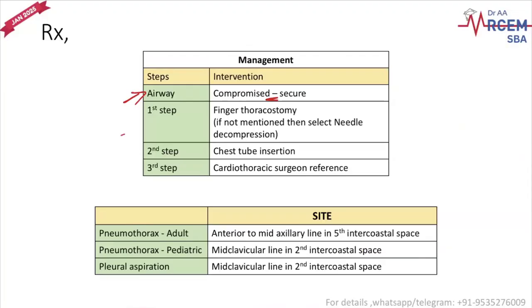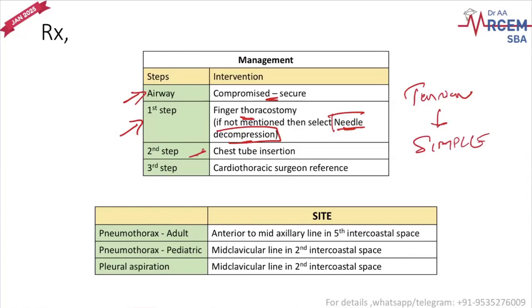In the breathing, the first step is to do a finger thoracotomy. Finger thoracotomy is preferred over needle decompression. If you cannot do a finger thoracotomy or it is not mentioned in the options, then you can go ahead and do a needle decompression. Once needle decompression is done, a tension pneumothorax will be converted into a simple pneumothorax.